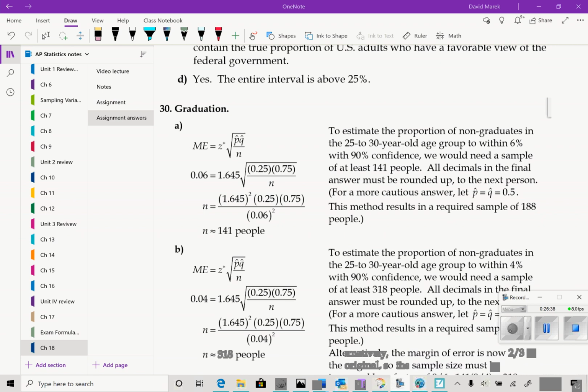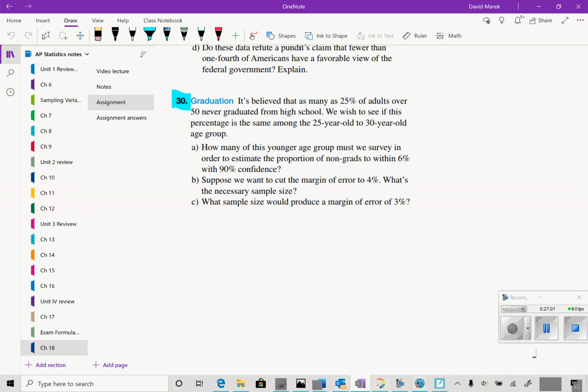For a more cautious answer, well, that's interesting. If we went with 0.5 for p hat, then q hat would be 0.5 also. And that really doesn't involve very many more people, 188 compared to 141. Okay. So again, it's very algebra intensive on this one.